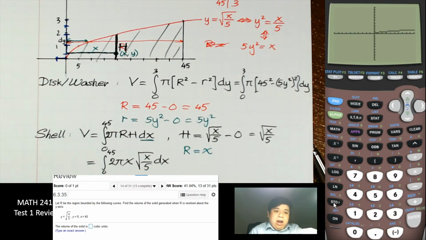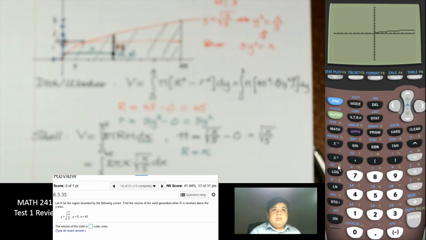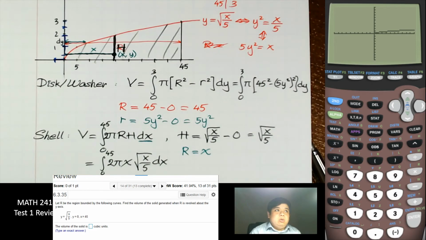I'll use the one for the y because I don't have to deal with the square root. Right, leave the pi out of it. Alright, I need to change this real quick. I have to reset everything, and that's why there's some problem.